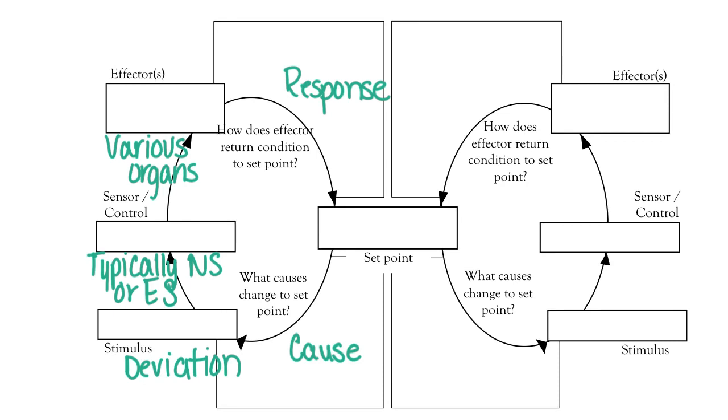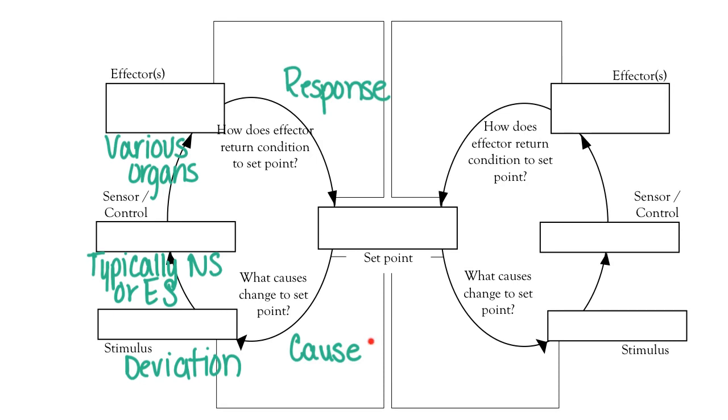Now, it's really important that you keep in mind the difference between the cause of the deviation, or the cause of the stimulation of the stimulus, and then the response. The cause is what takes you out of homeostasis. The response is what brings you back. And let's take a quick look at what a typical negative feedback loop looks like.